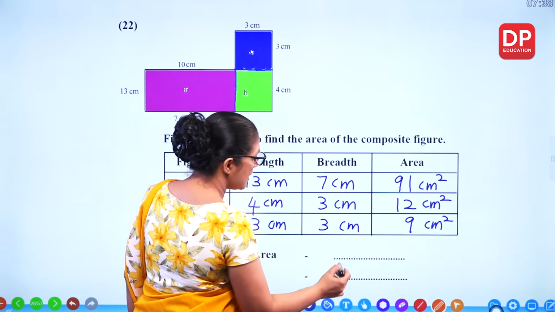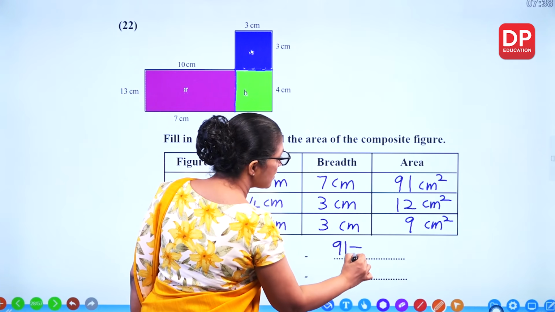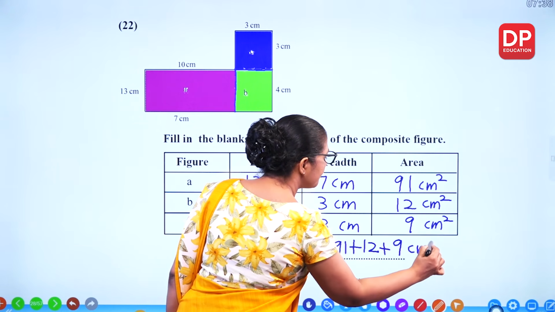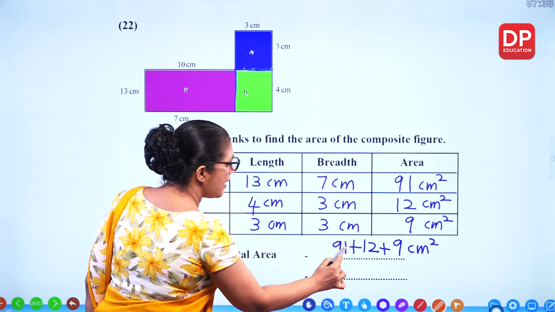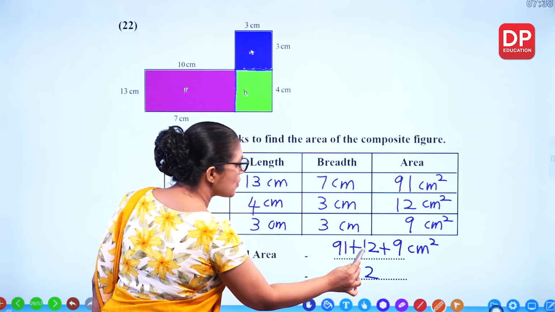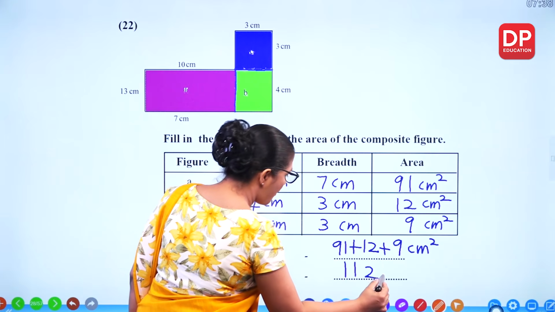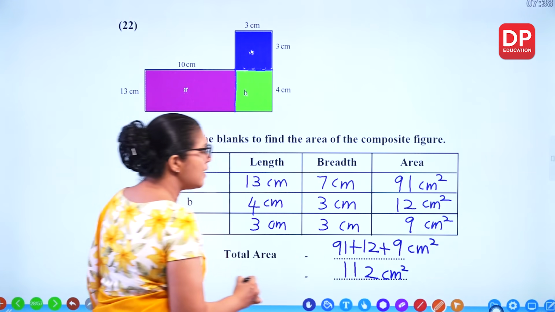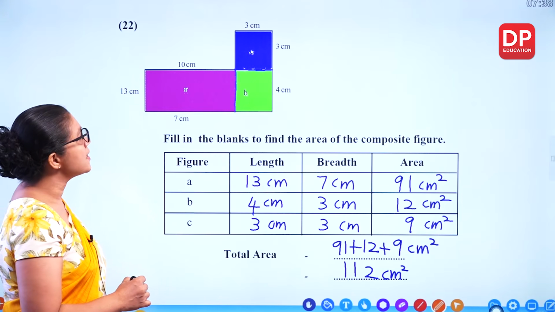So we'll add it. 91 plus 12 plus 9. 9 and 1, 10, 12. And 1 remaining. 10 plus 1, 11. So 112 square centimeters is the area of this composite figure.